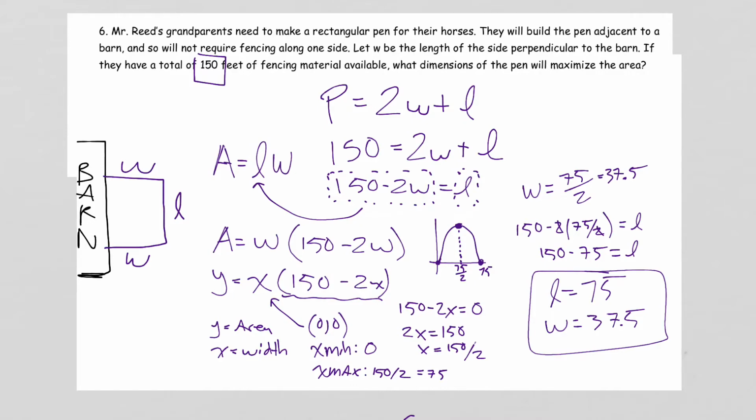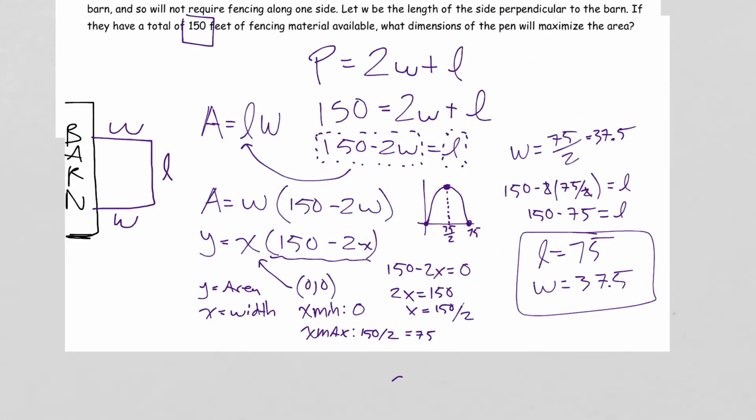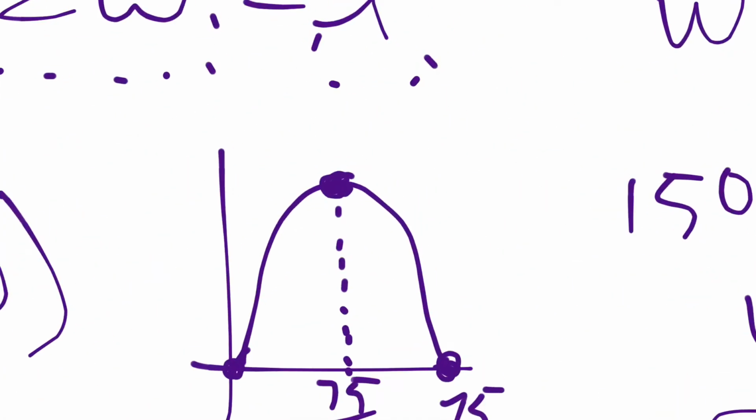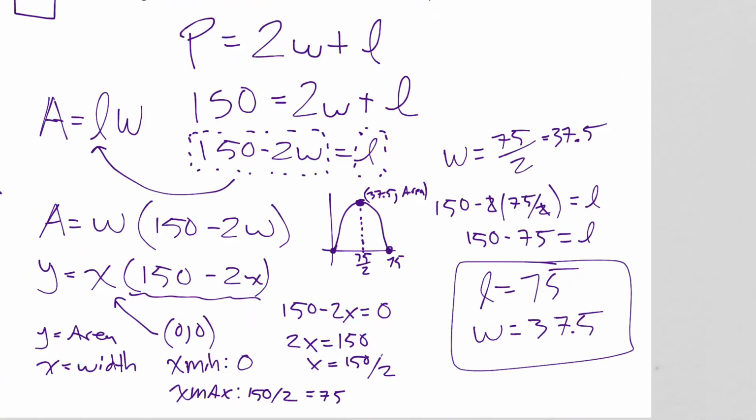But if we wanted to find that area, remember our little key right here, Y is area. So when I calculate this maximum, second calculate maximum, left bound 0, right bound 75, it's going to tell you an x value, which is 37.5, comma, the y value, which is your area. So whatever it says, that is your area, and we are good.